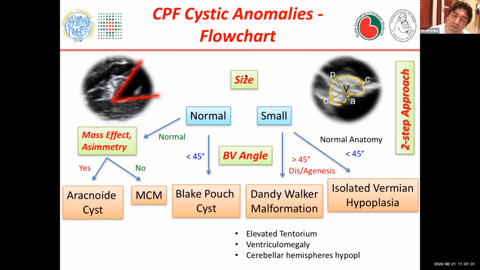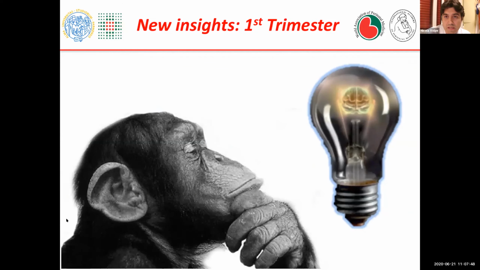But on the other side, if the size is normal, then we look at the angle: mildly increased angle, Blake pouch cyst; normal angle, either megacisterna magna, or in presence of mass effect and asymmetry, there is probably an arachnoid cyst. New insights. Can we do something in the first trimester?